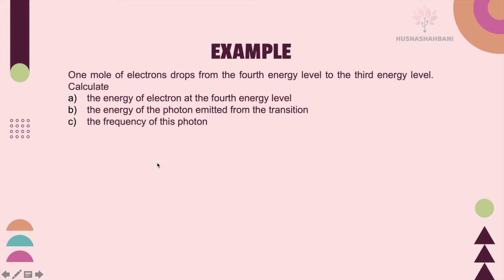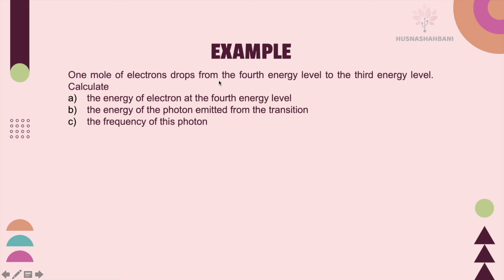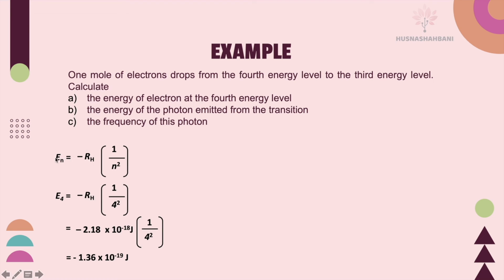Example: 1 mole of electrons drops from the 4th energy level to the 3rd energy level. So this is 1 mole of electrons, not 1 electron, but this equation is only for 1 electron, not 1 mole. So from n equal to 4 to n equal to 3. Calculate the energy of the electron at the fourth energy level. At E4, our n is equal to 4. This is not the electron transition, just the energy of the electron at that particular energy level.